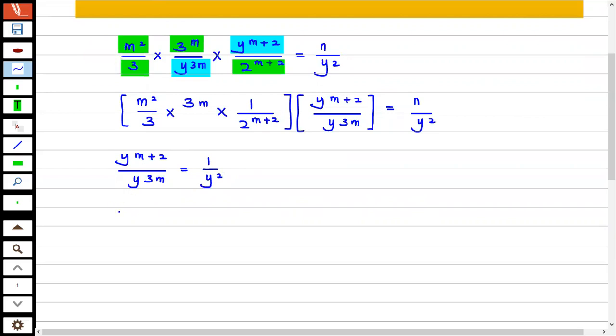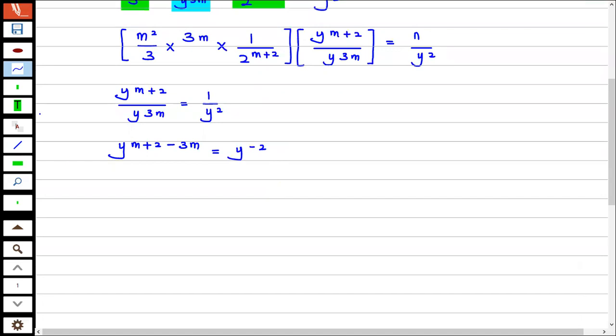Okay, come. We're going to solve this. y to the power m plus 2 minus 3m. Right, got it? So can I bring the y also on top? I'm going to get -2. Understand? So you see, can you see that the base is already equal? The base is equal, so you can equate the index already. Done.